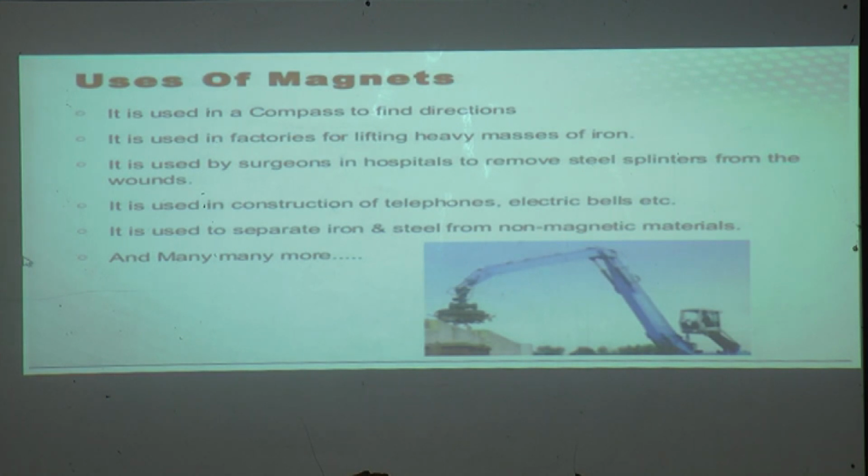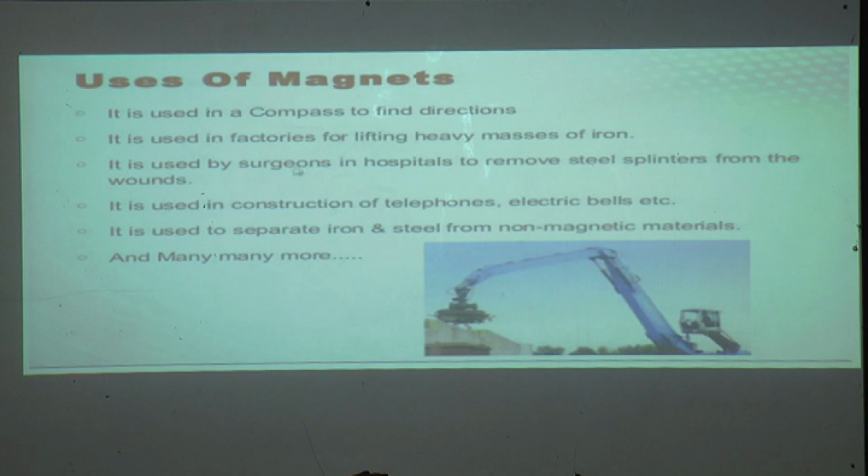Last point, uses of magnets. It is used in a compass to find directions. This is based on its properties. By the properties of magnets we can use it in our day-to-day life, like in a compass box for direction. It is used in factories for lifting heavy masses of iron. Here you can see it lifting a very heavy mass of iron by this magnetic property.